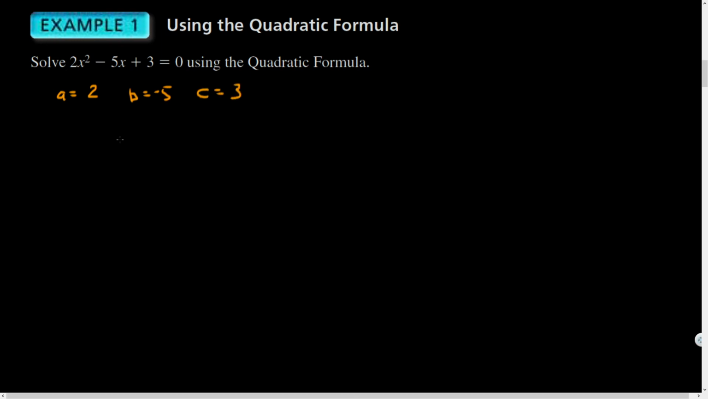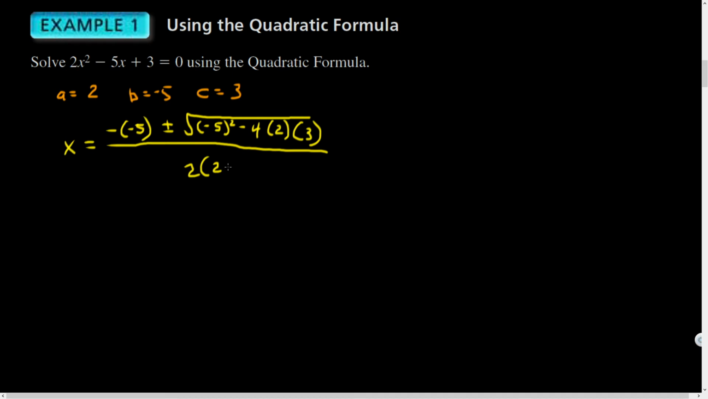And now I plug it into the formula. And so here we go. Ready? x equals the opposite of b, plus or minus the square root of b squared minus 4ac, all over 2a. And so notice I just plug in the a's, b's, and c's everywhere they go. And now it's just plug and chug. There's not even any algebra from this point on. It's just order of operations. I'm going to PEMDAS this problem.